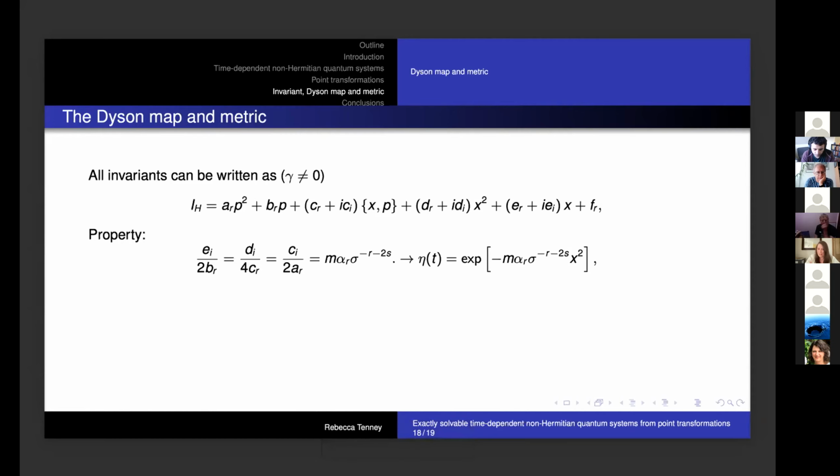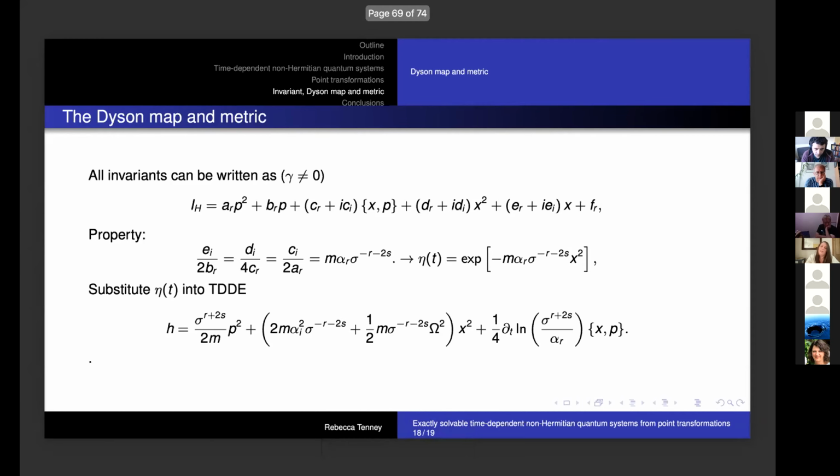Given that it's real, it's nice and straightforward to now compute the metric from this. It's just that squared. And we can then substitute it into the time-dependent Dyson equation to pull out the Hermitian Hamiltonian. So here we have it that it's a time-dependent harmonic oscillator with a time-dependent anti-commutator XP term. And we have completed the 4-step approach. So we have gone from a stationary harmonic oscillator to finding the Hermitian Hamiltonian related to the time-dependent Swanson model.